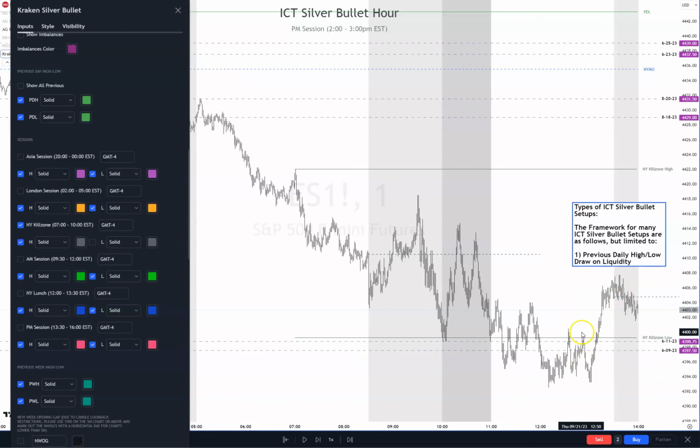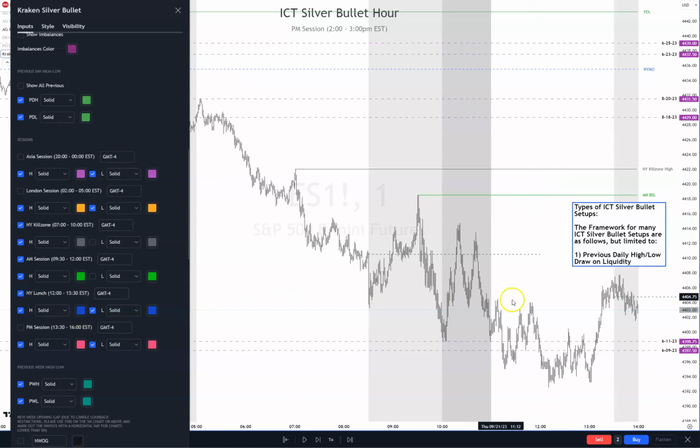We've already taken it out. So now we've got the New York Killzone as a potential target. The AM session, again, is 9:30 to noon. We haven't taken the AM session high, so I'll leave the high. We have taken the low right here, so I will take the low off, leaving the AM session high up here.